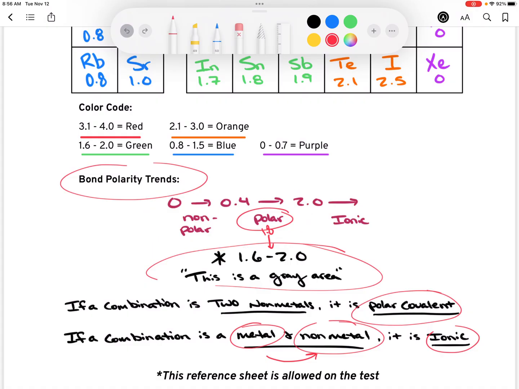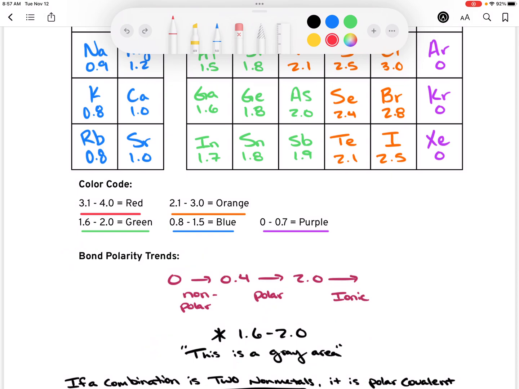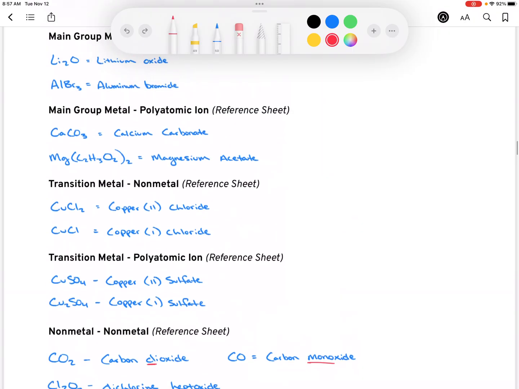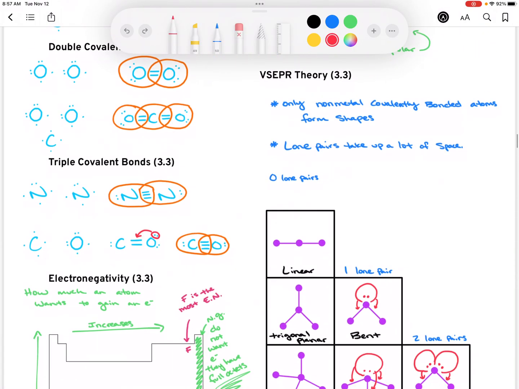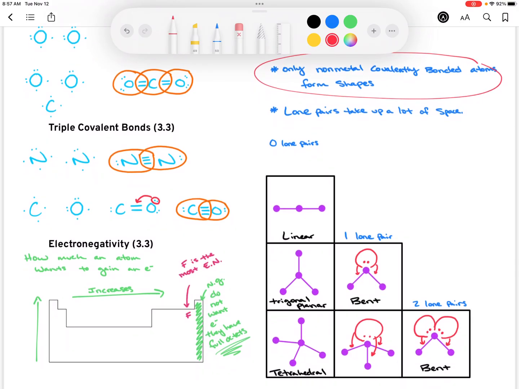And then the last piece to this, I have a lot of stuff on here, a lot of lines, I'm trying to clear this out, is VSEPR theory. This is only nonmetals. This does not include ionic bonds, because ionic bonds just take electrons from each other. They're now charged and they're just attracted to each other. But if they are nonmetals sharing electrons, they can form shapes.